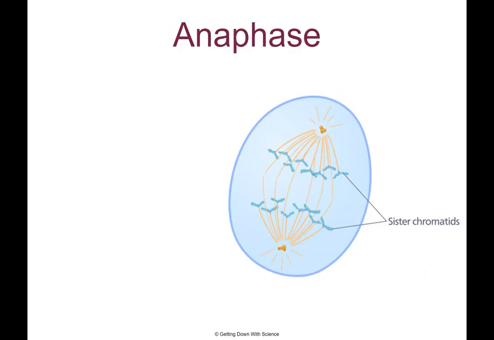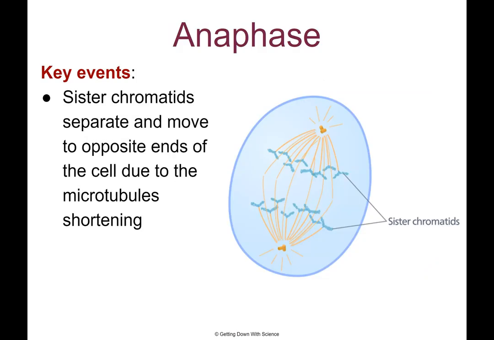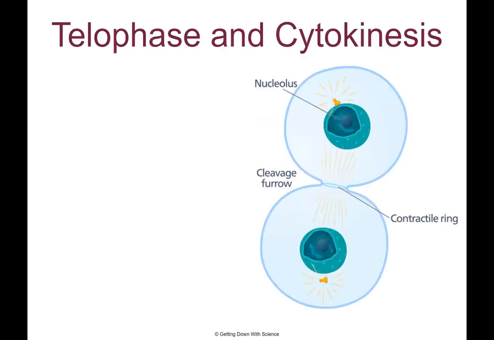Anaphase, they're going to move away from each other. Notice, see how they're pulling away. So the sister chromatids are separating and moving to opposite ends of the cell due to those microtubules that are now shortening. So it's like we're pulling the rope, tightening it up. This, of course, also allows for the cell to elongate, because ultimately the cell is going to become 2 separate cells. That takes us into telophase and cytokinesis.